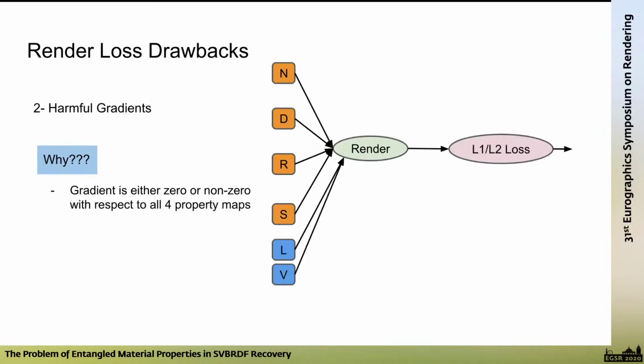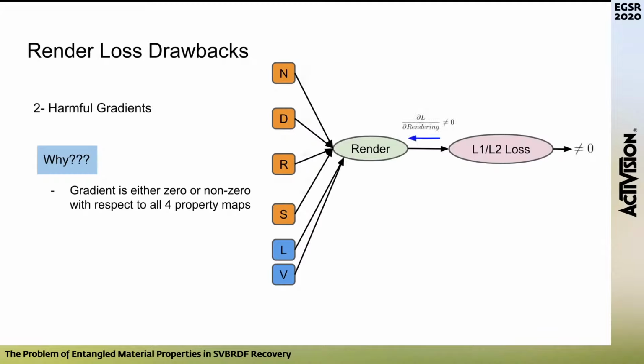As a second drawback, the many-to-one nature of the rendering function implies that the gradient is either 0 or non-zero with respect to all 4 property maps. For example, if during training the network has already learned to predict 3 of the 4 maps correctly and has a mistake in one of them, which causes the render to look different, then the rendering loss will have non-zero gradients with respect to all 4 maps, thus making the network forget about maps it has already learned to correctly predict.